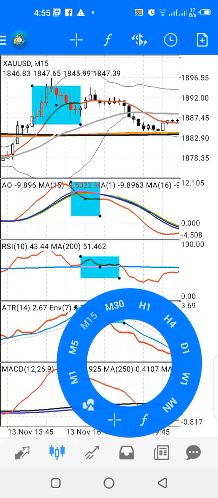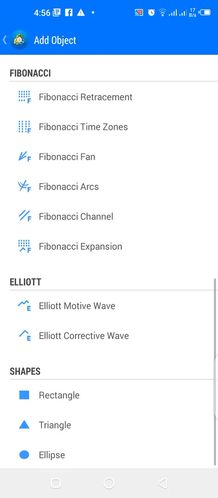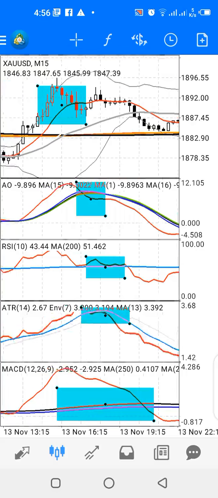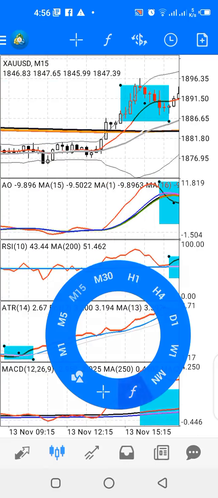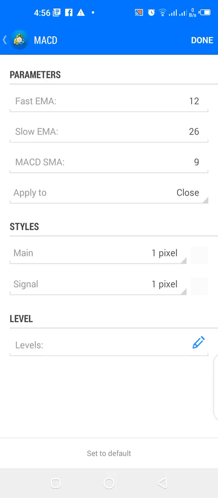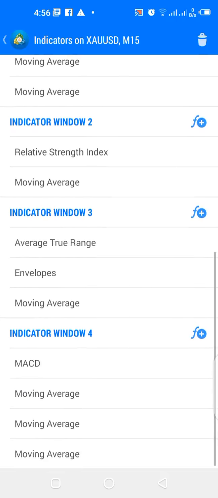Now let's go to indicator window 4, which is our last window. This is indicator window 4. All right, let's look at the settings. We have MACD, moving average, moving average, moving average. For the MACD, we have fast EMA 12, slow EMA 26, MACD SMA 9, apply to close, and the color of the main and signal will match the background color of the chart.